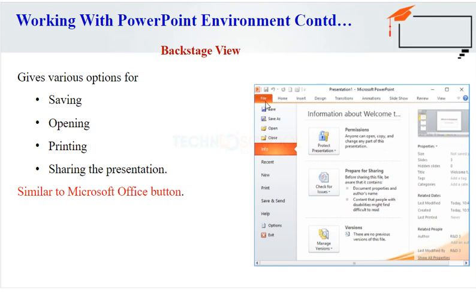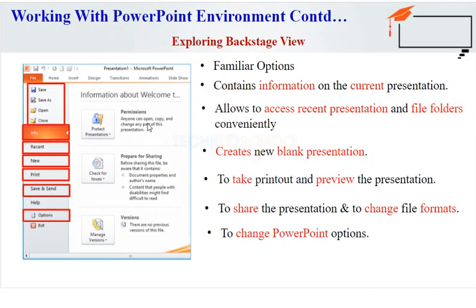So here so many things are available. The first one is the File, see here, right? Like this it will be available in the ribbon. So click any tab on the ribbon to go back to the document. So, exploring the backstage view.